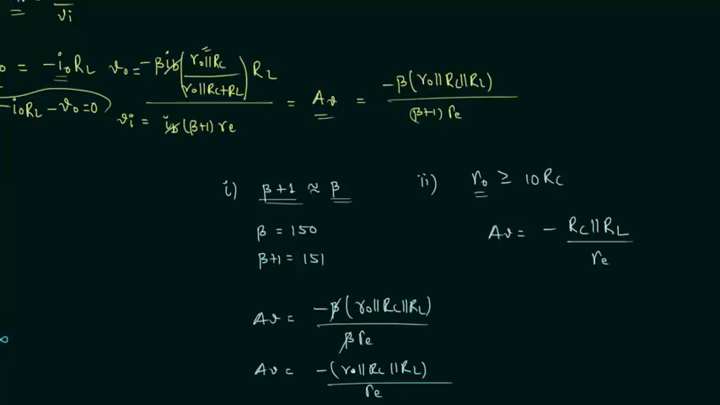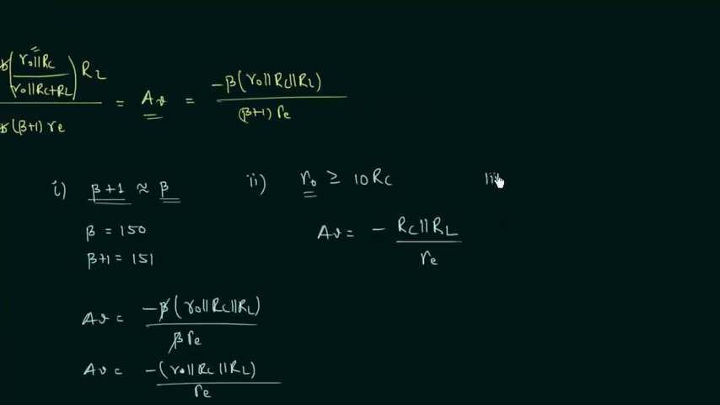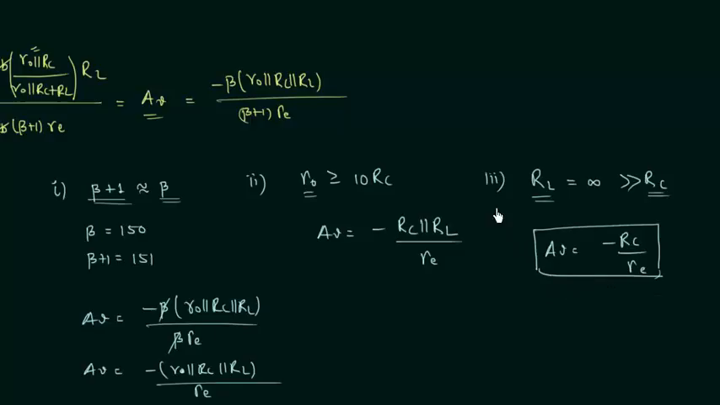In the third simplification, let's say there is no load resistance. This means the load resistance is open circuited and it is equal to infinity, and definitely it is much larger than resistance RC, so we can neglect the load resistance, and the voltage gain is equal to minus RC divided by the dynamic resistance RE. So this is the expression in the third case, and in many books you will find this expression.